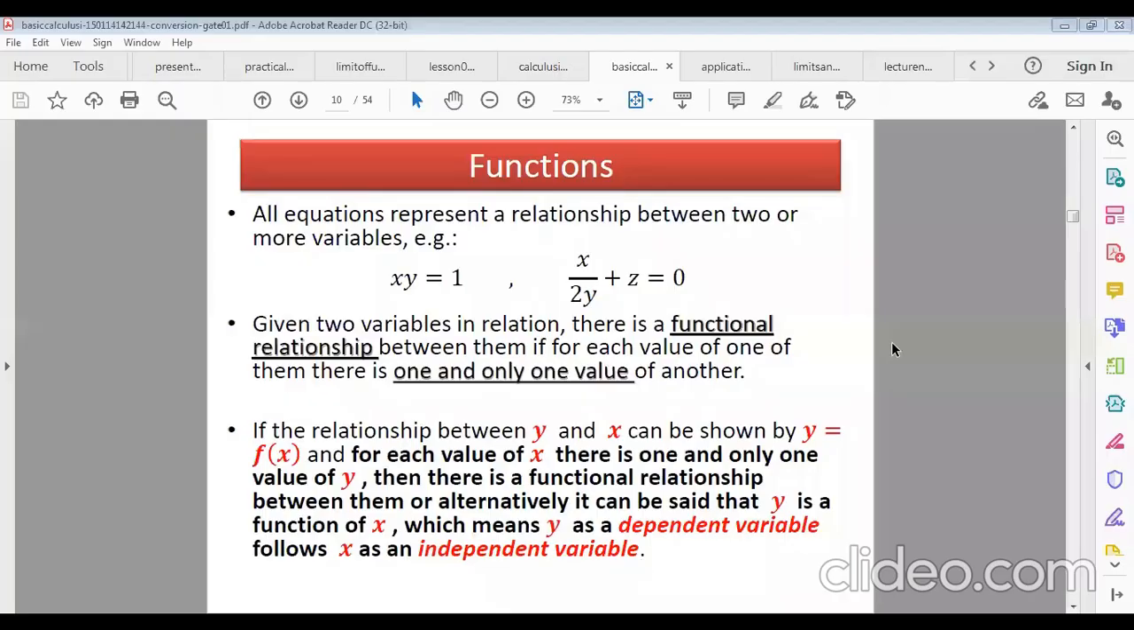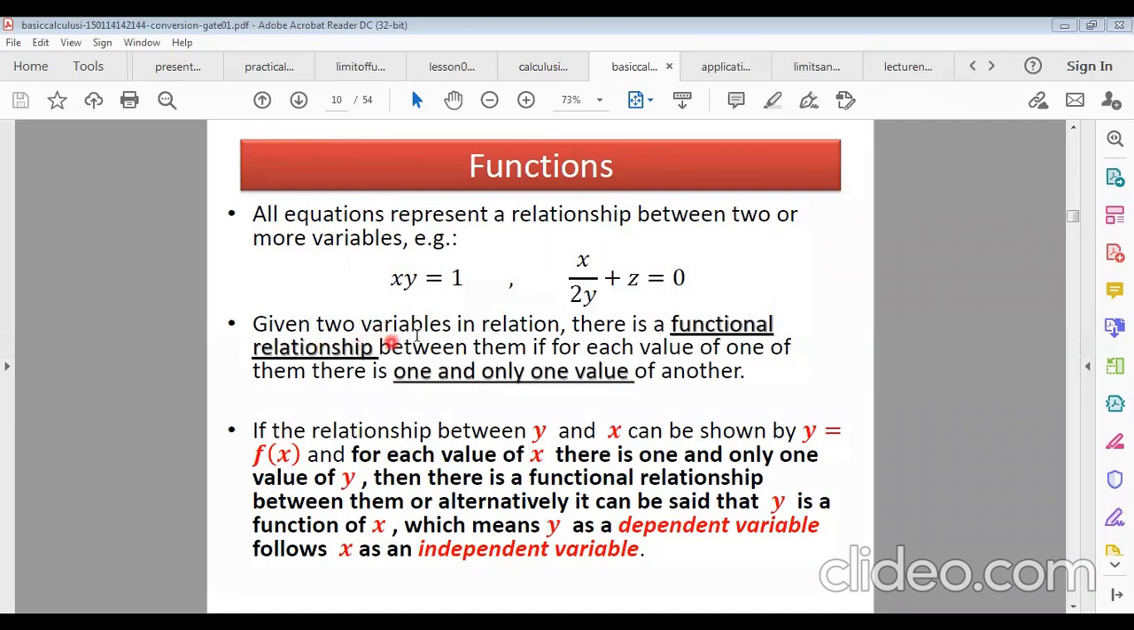So we will start with functions now. So what is a function actually? All equations represent a relation between two or more variables. That means equations of these types: xy equals 1, x divided by 2y plus z equals 0. So every equation can be represented like this, with a relationship between variables. One is the dependent variable and the other is the independent variable.